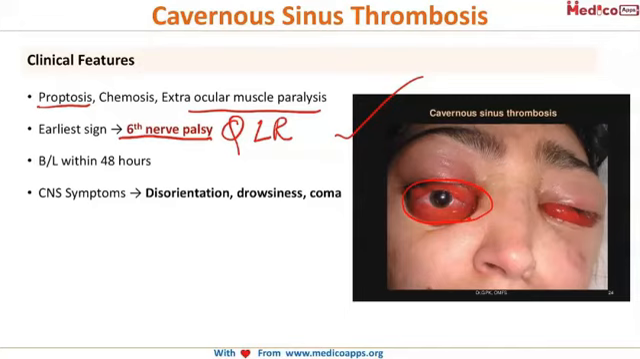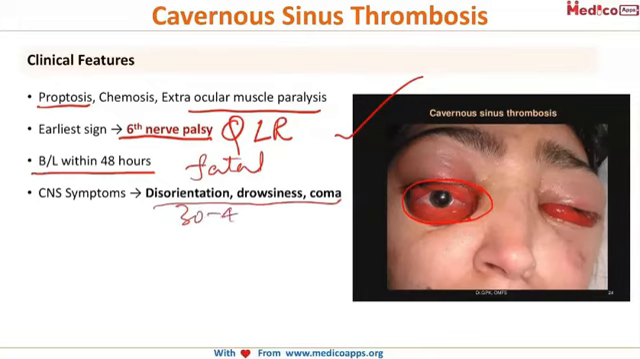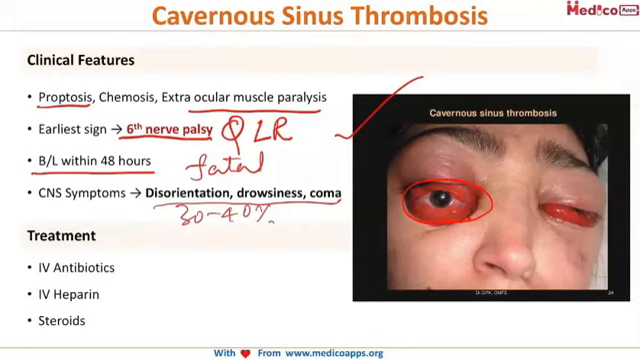Then because of the absence of valves in the intercavernous sinus, it will become bilateral within 48 hours. Okay, the cavernous sinus thrombosis, initially even if it is unilateral, it's going to become bilateral in just 2 days. Then it is followed by CNS symptoms of disorientation, drowsiness and coma. Okay, this is a highly fatal disease. It has a fatality ratio of 30 to 40%. So it's a very serious condition and needs immediate treatment with IV antibiotics, IV heparin and steroids. Okay, this is the management of cavernous sinus thrombosis.